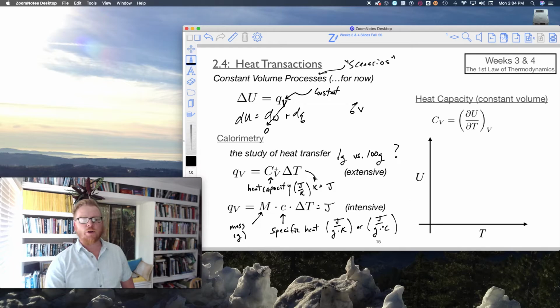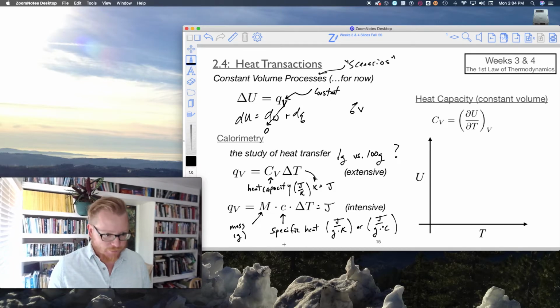So you're probably far more used to seeing this intensive version of the equation, right, with specific heat, joule per gram per Kelvin, okay? But we also can have this extensive, just joule per Kelvin, right? And so with our specific heat, what this all means, I'll give you an example here. So we know H2O liquid is 4.184 joule per gram per Kelvin.